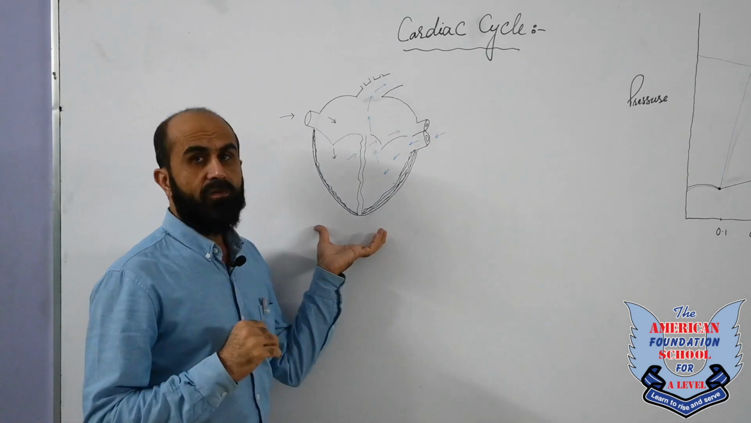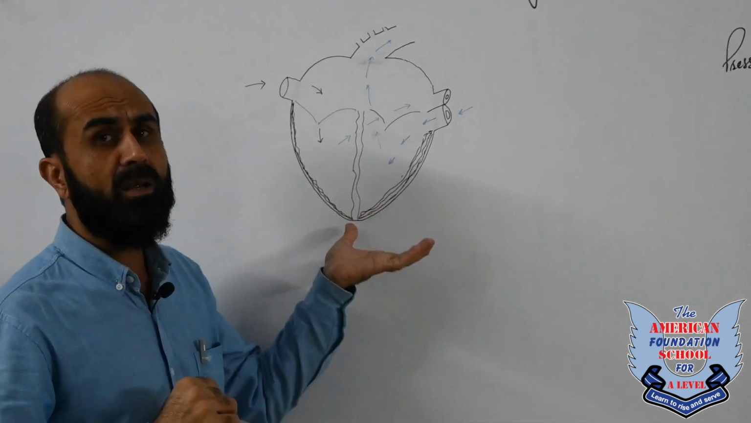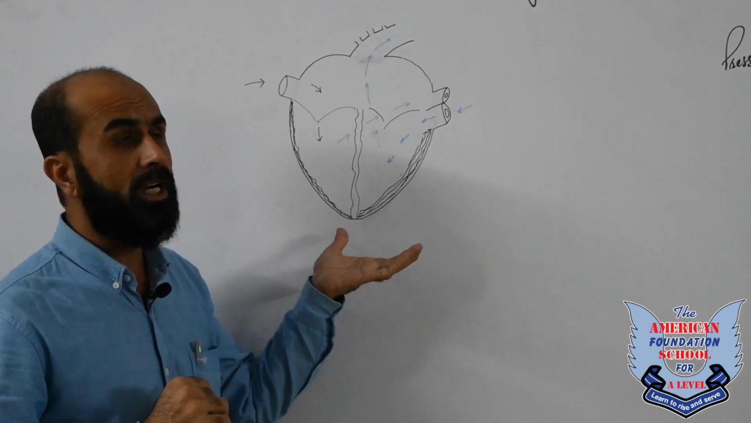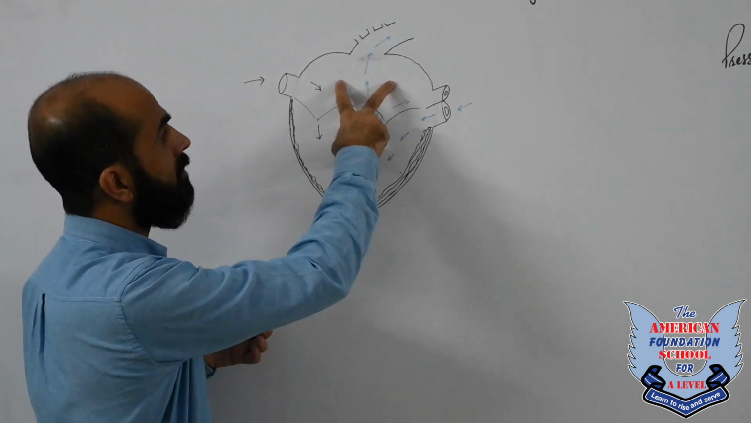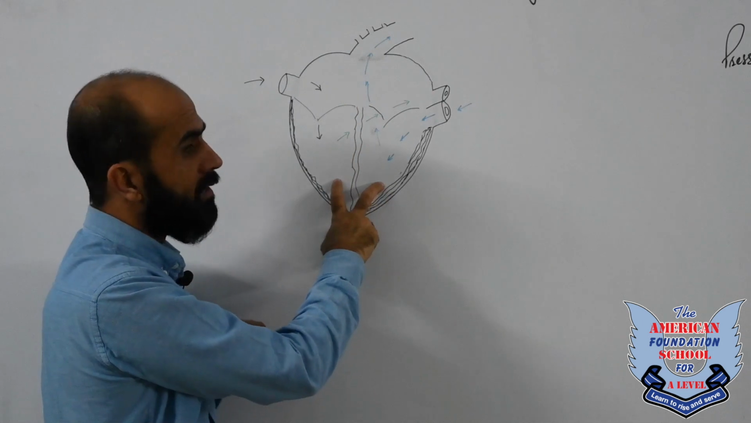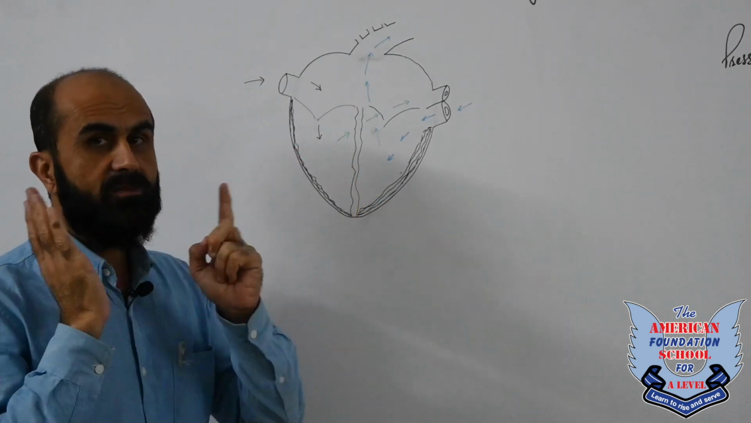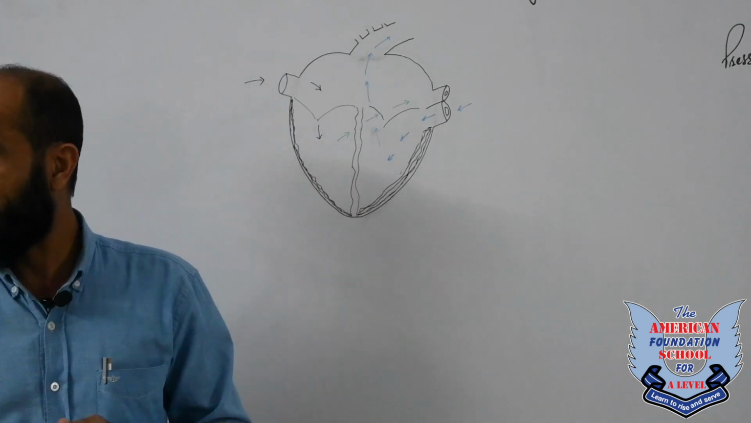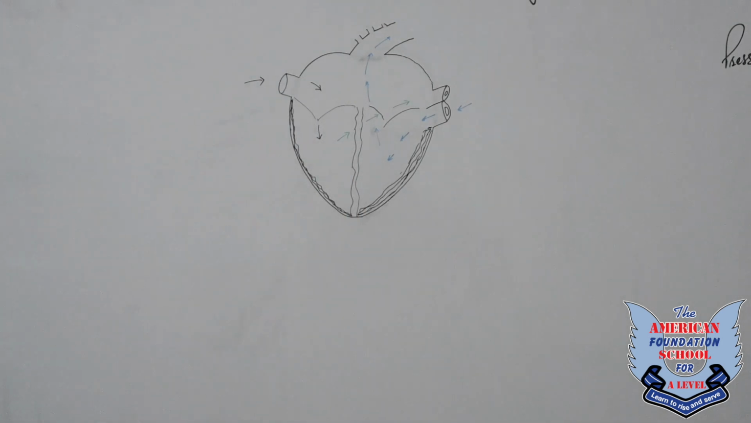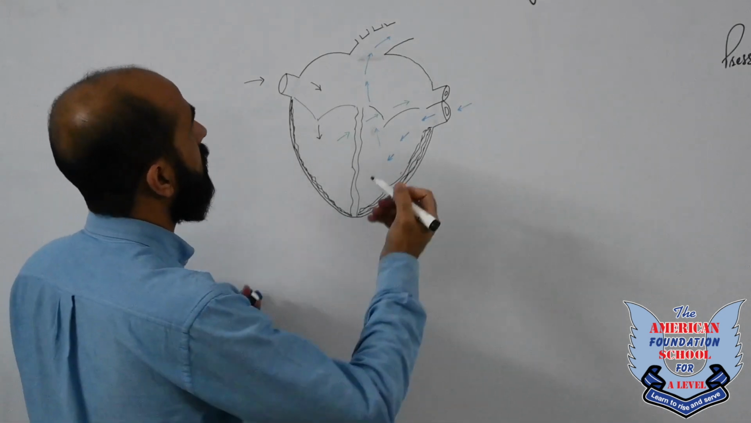Look at the structure of the heart here. In the previous video it was already labeled that the two upper chambers of the heart are the atria and the lower two are the ventricles. And there are 6 valves totally in the heart. So let me tell you once again about these chambers.